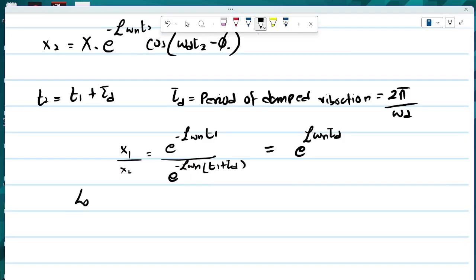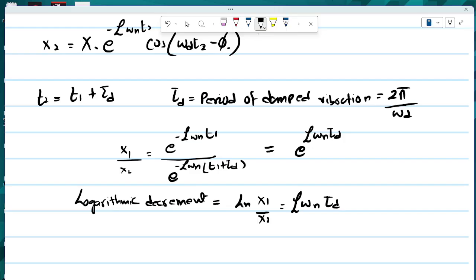So the logarithmic decrement is the natural log of this ratio, that is ln of x1 over x2. It will become equal to, ln will cancel out the exponential, and it will become equal to damping ratio omega n times the time period of damped vibration. If you want, you can simplify it further and open up the value of tau d, but I think this is sufficient.